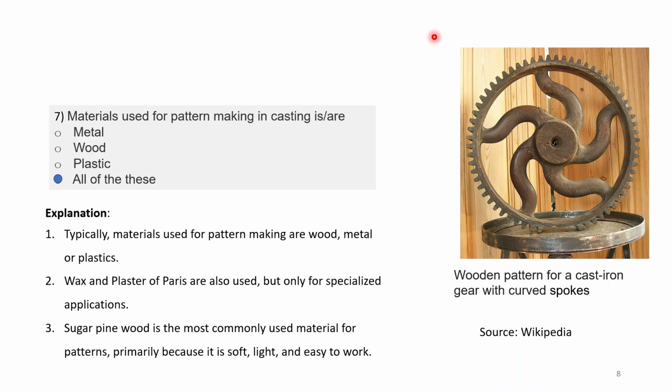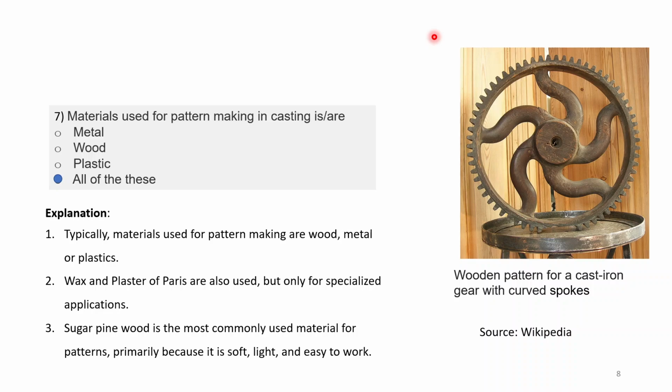So your materials used for pattern making and casting can be metal, wood and plastic. It can be made of wax and plaster of Paris as well, but only for specialized applications where you need precision, because in the case of wax you don't need to take it out before, so it can be kept inside, so it will give you more precise dimensions. And plaster of Paris is also used for more complicated shapes.